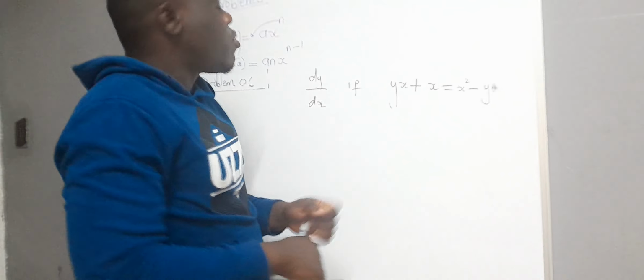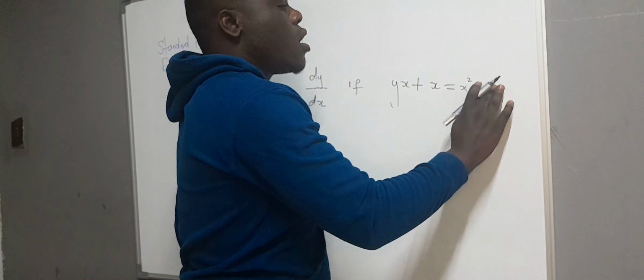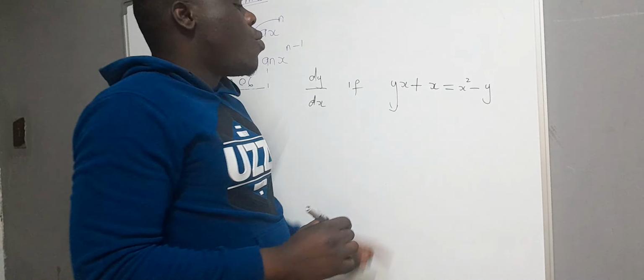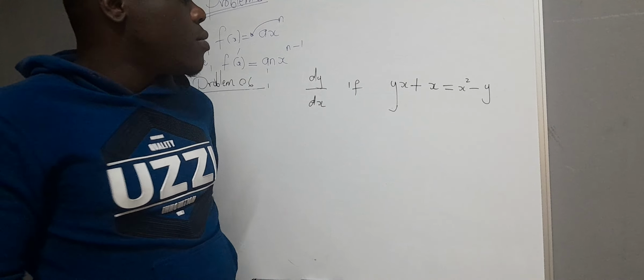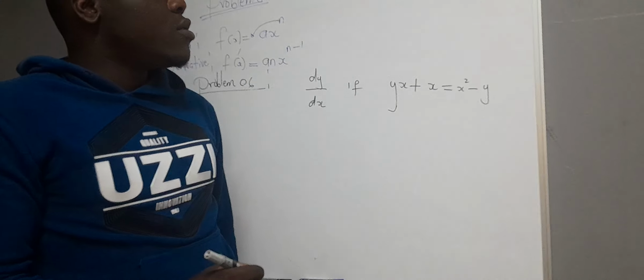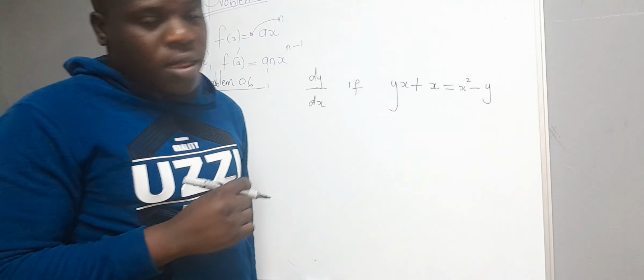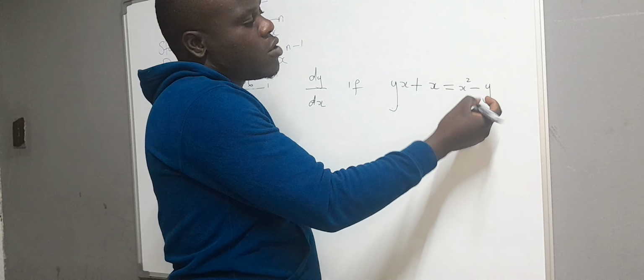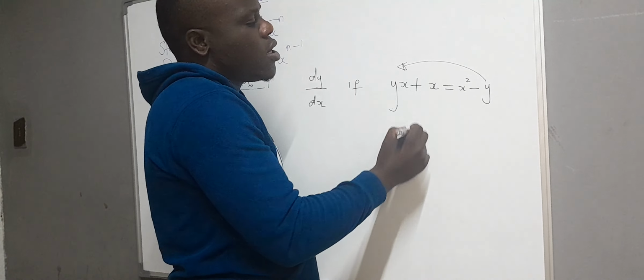Okay, I'll move on. Problem 6. So what do you do if you have something like this? If you have something like this, it means again you need to make y the subject of the formula. How do you do that? It means you're going to transpose your y to the other side.